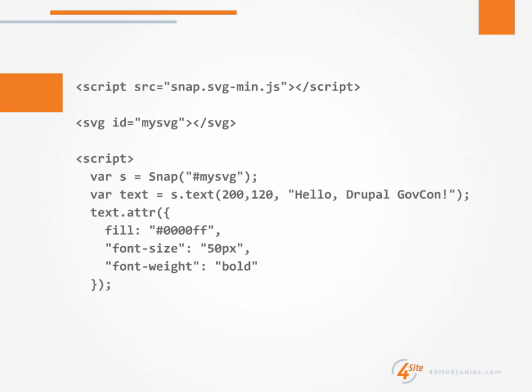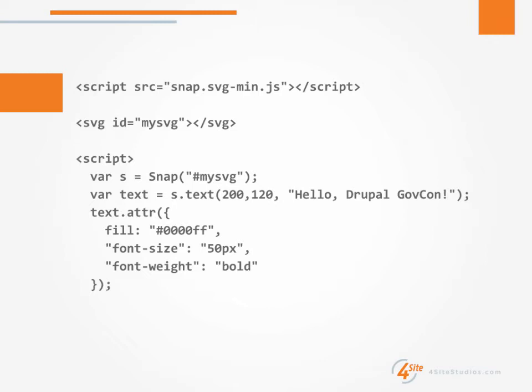So we load in the Snap library. Then the first thing we do is we create an empty SVG. And that's where we're going to be working. Then that has an ID that we can target. Then we create a new Snap canvas we're calling S, and we're targeting that ID.